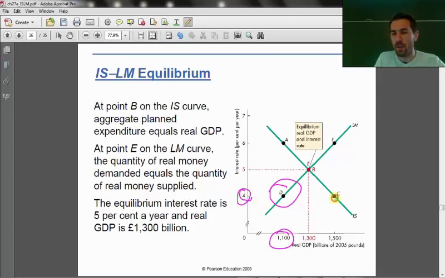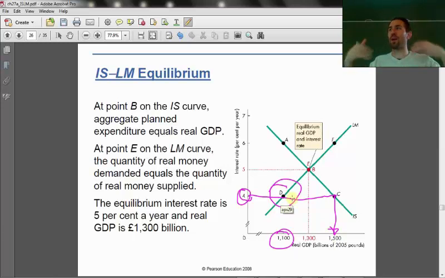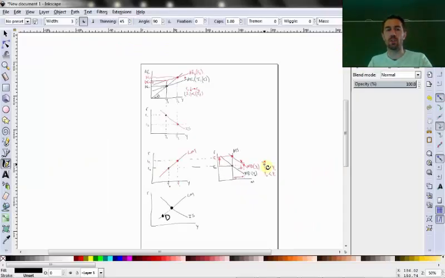It would be a level like that, right? So at an interest rate of 4%, we should be producing more, right? So that should tell you something about where we are in the aggregate expenditure model. What point would point D correspond to in our aggregate expenditure model?